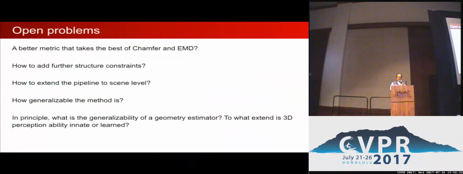I think that there are many, many open problems about understanding how to best select the appropriate loss function, the trade-offs between using the Chamfer distance versus the Earth Mover's distance, how to add further structural constraints, for example, symmetries we may know about, how to do this beyond single objects.